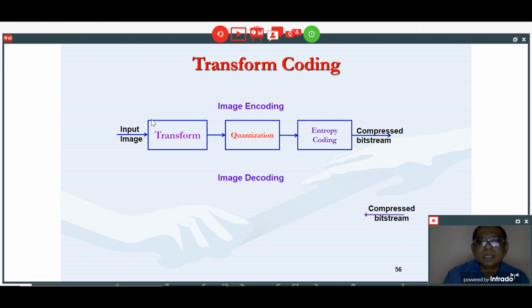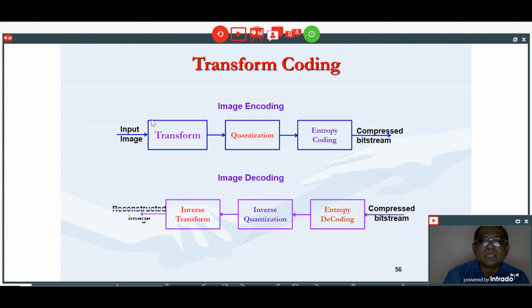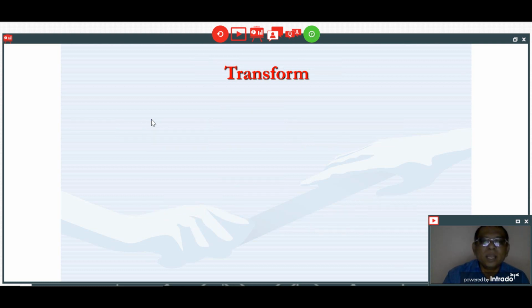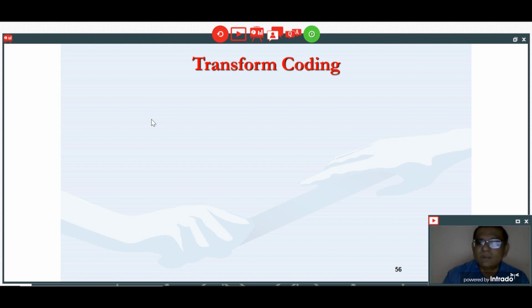From the compressed bit stream, we do the reverse process, which is called image decoding, to get the reconstructed image. If the reconstructed image is exactly the same as the original image, then it is called lossless coding, otherwise it is lossy. Whenever quantization is employed, naturally there will be some loss of information.